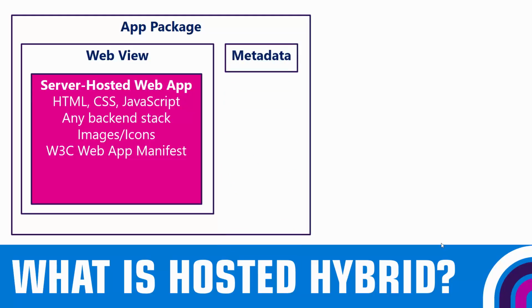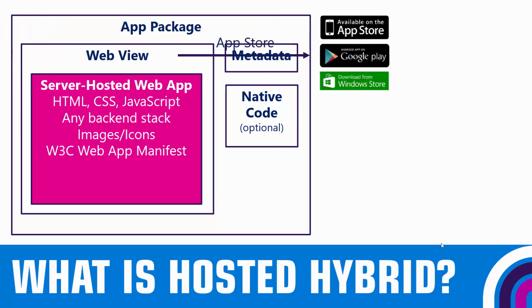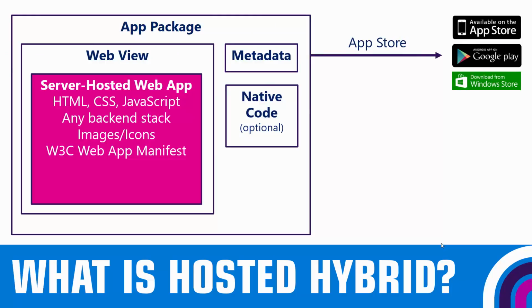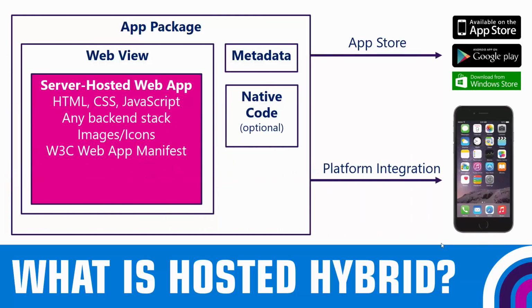You might also have metadata as part of the app package. So this is data that describes the app to the platform. It's not coming necessarily from the web server here. This is something that you have in the app package itself. You might also have native code. So in some cases, you might have a blend of code coming from your server-hosted web app and from your native app. And you publish that to the App Store, hopefully to all 3 app stores. And ideally you have some kind of platform integration, but as a minimum you're going to have icons and tiles on the start screen of the device, but hopefully a little bit more than that if we can with Windows.